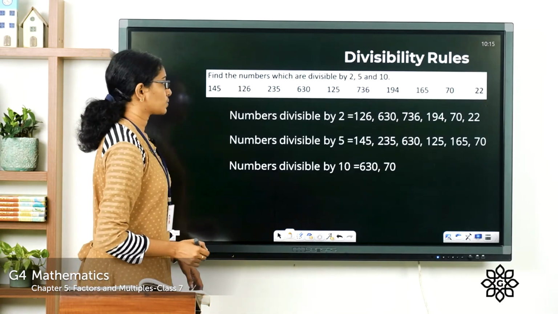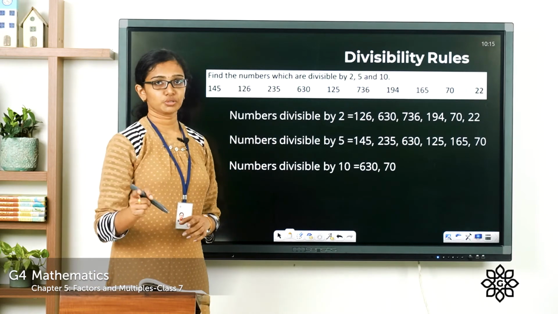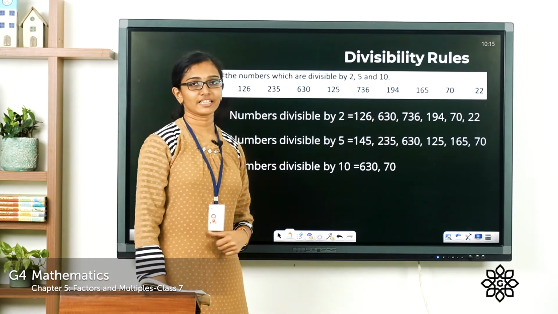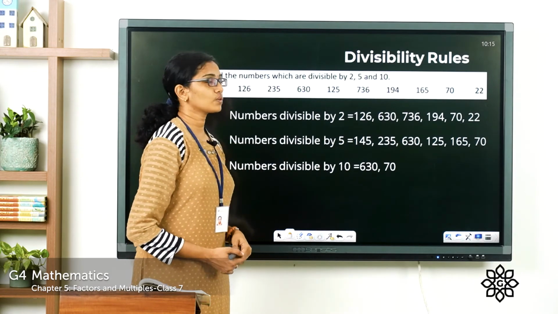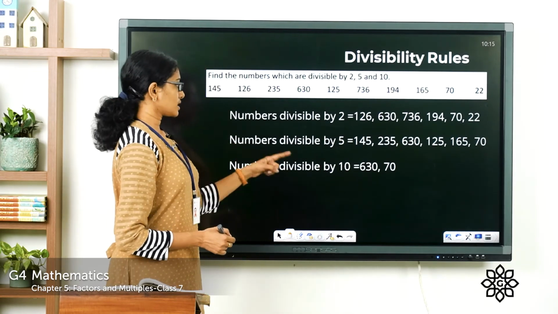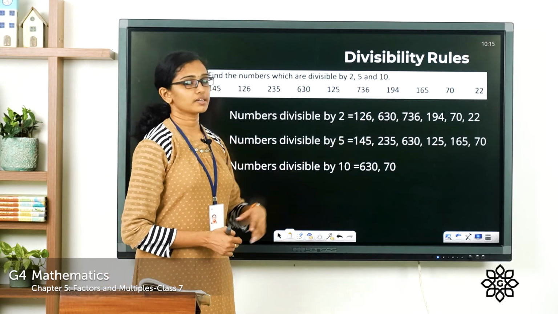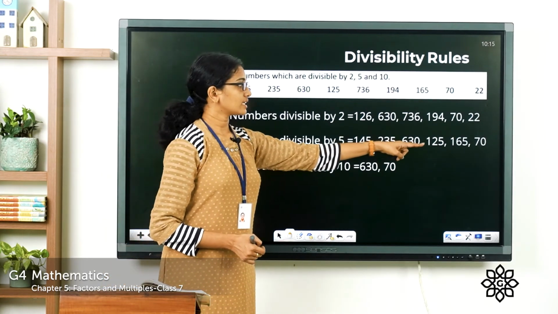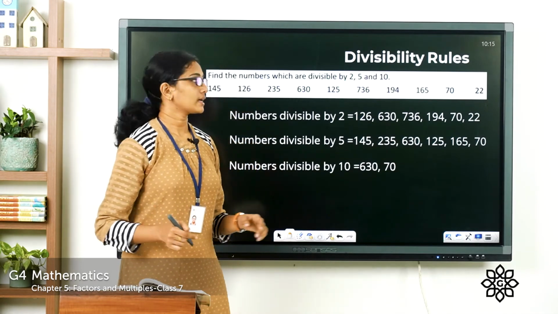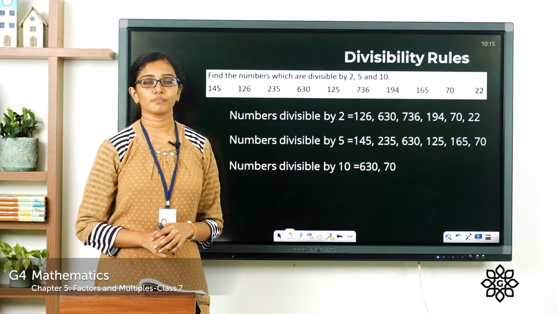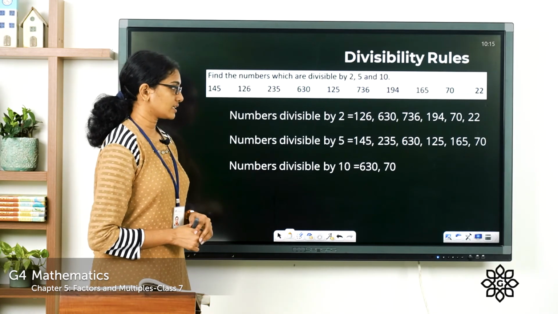So let's see the answers once again. Numbers divisible by 2 are 126, 630, 736, 194, 70 and 22. Numbers divisible by 5 are 145, 235, 630, 125, 165 and 70. And numbers divisible by 10 are 630 and 70.